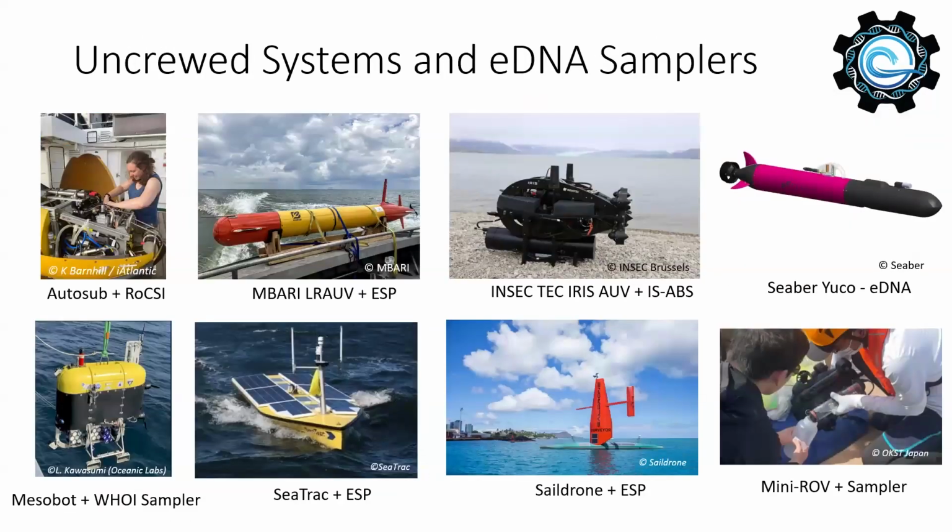And this is what a lot of people are driving for right now, is uncrewed systems and eDNA samplers. And this is evolving too. I just found this paper on the mini ROV sampler a couple of weeks ago. But there's people trying to put samplers on lots of autonomous vehicles, from Roxy on AutoSub to ESPs on long-range AUVs and Saildrone.